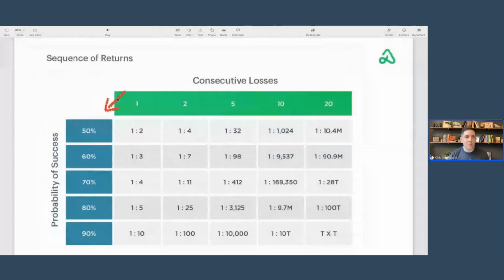Specific example, this one right here. Let's talk about this one right here. If you are trading something that has a 50% probability of success, that's a coin flip. The chances of you losing on the trade is 1 in 2. That's 50%. Half of the time you're going to win and half of the time you're going to lose. So the chances of getting that first loss is 1 in 2.